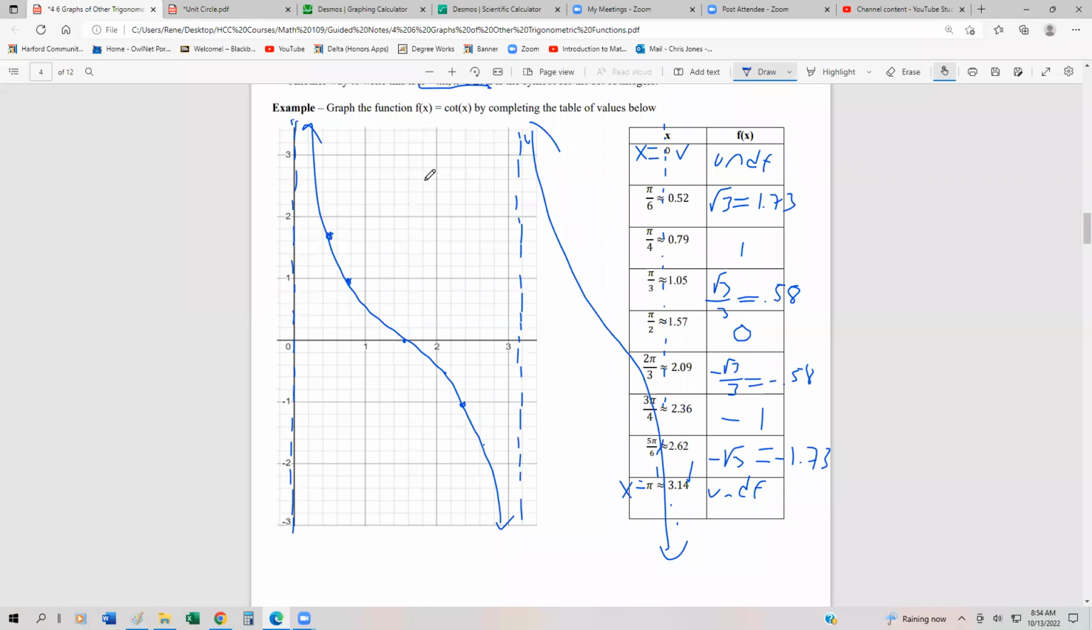Just like we did in the previous section for the tangent function, what we're going to do for the cotangent function is try to graph these a little bit by hand. So we're going to find the asymptotes and then use the asymptotes to guide what the function looks like.